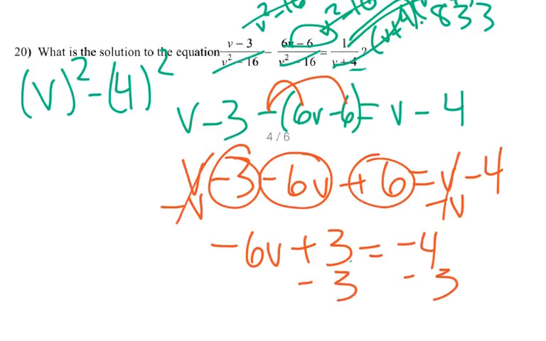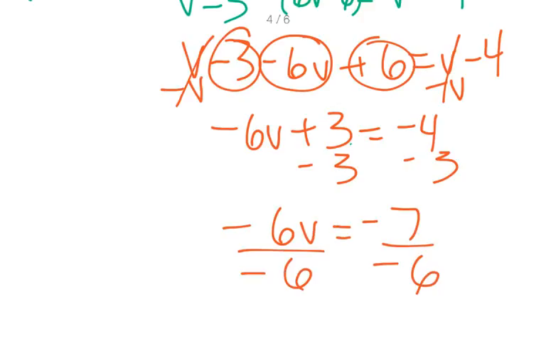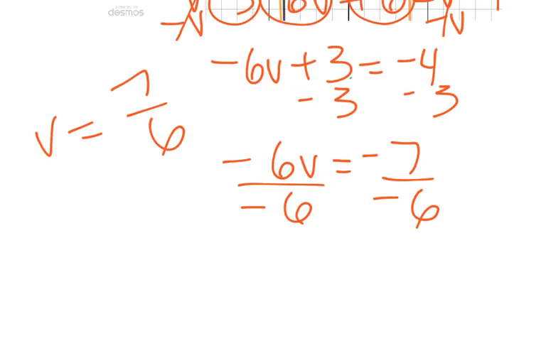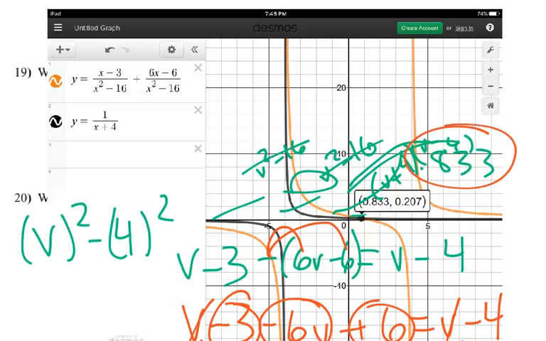Subtract 3 from both sides, we get negative 6v equals negative 7, divide by negative 6, and I get v equals 7 over 6, which if we plug into a calculator, comes out to 1.16 repeated, which was different than our 0.833, and I realized why. I put a plus on my equation. So let me hurry and graph that again. This time I'll actually do it correctly.